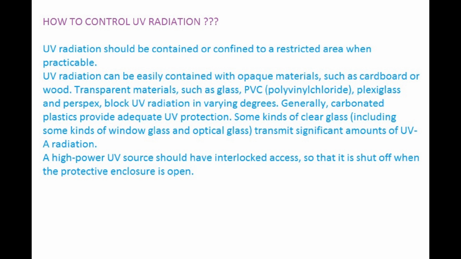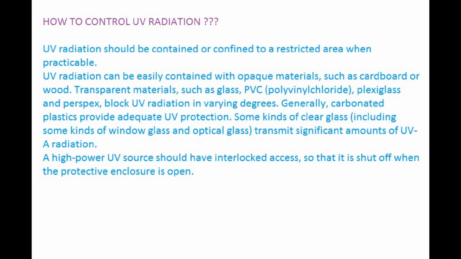How to control UV radiation? UV radiation should be contained or confined to a restricted area when practicable. UV radiation can be easily contained with opaque materials, such as cardboard or wood. Transparent materials, such as glass, PVC, polyvinyl chloride, plexiglass and perspex, block UV radiation in varying degrees.